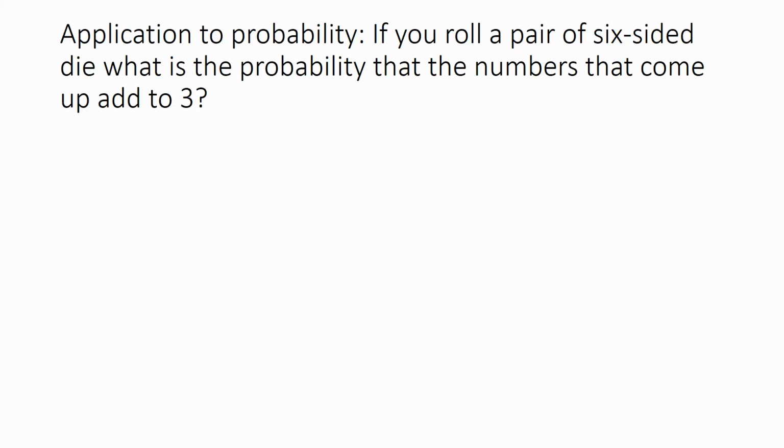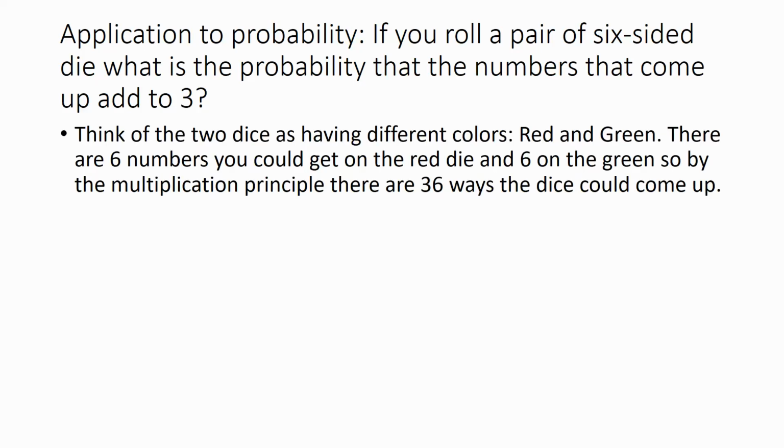You can apply this multiplication principle to probability. Suppose you roll a pair of 6-sided dice, the ordinary dice. What's the probability that the numbers that come up add to 3? So if you roll a pair of dice, what's the likelihood that you roll a 3? We're going to think of the 2 dice as having different colors, red and green. There are 6 numbers you could get on the red die and 6 on the green, so by the multiplication principle, there are 36 ways the dice could come up.